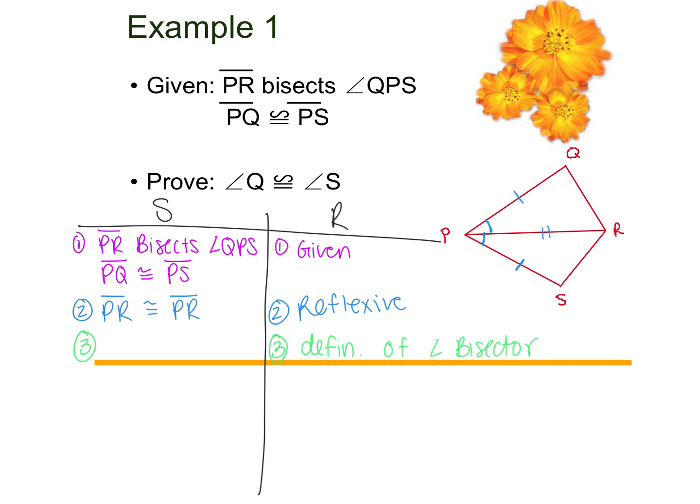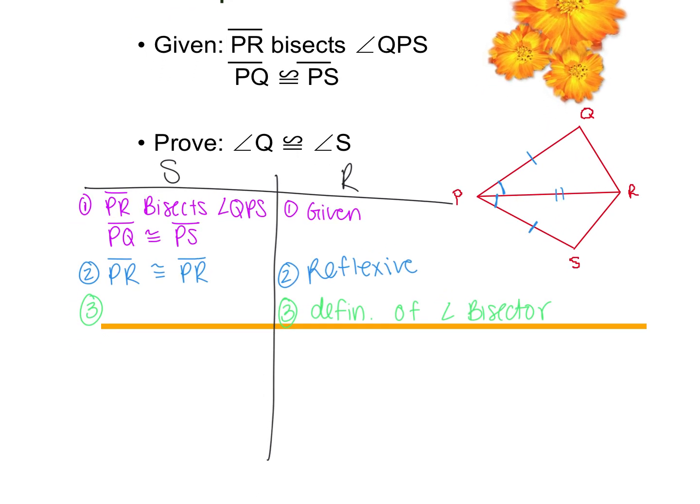And who could tell me what would be my statement for that? What would be the definition of angle bisector? What angles would be congruent? That's what I'm stating. Which two angles would be congruent? Okay, I have angle QPR is congruent to angle, okay, if I'm starting at Q, I'm going to have to start at S. So it's going to be SPR.